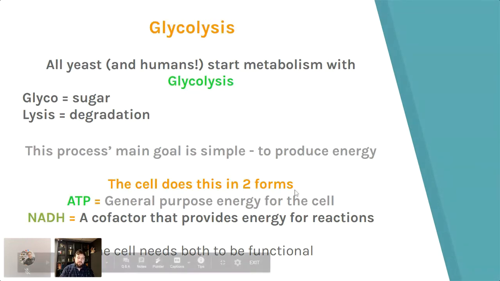Now, the goal of this process mainly is to produce energy. Now, the cell does this in 2 main forms. There's 2 main energy currencies we're looking to produce. And the first one, which is the one that most people have heard of before, is what we call ATP.